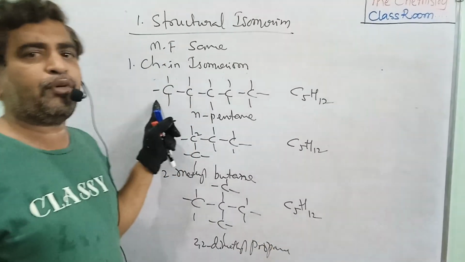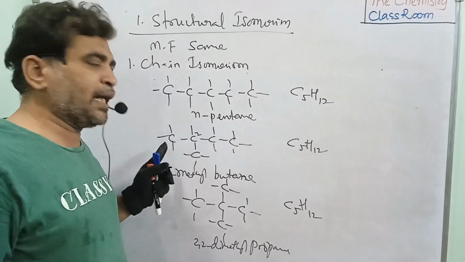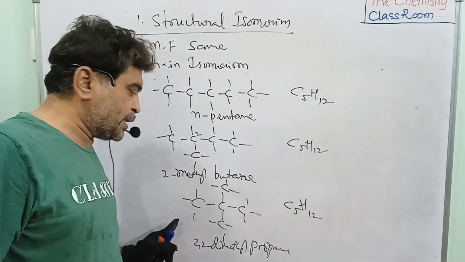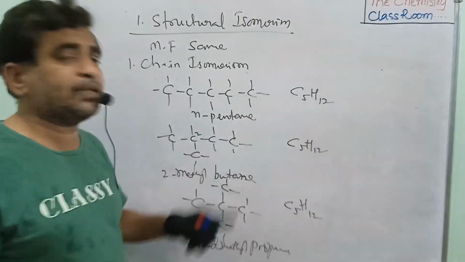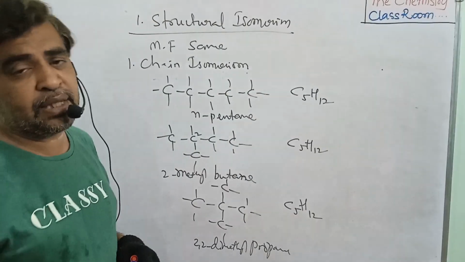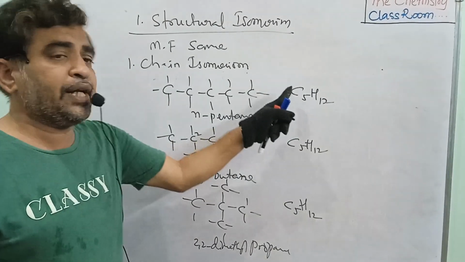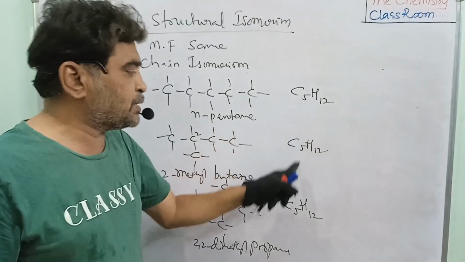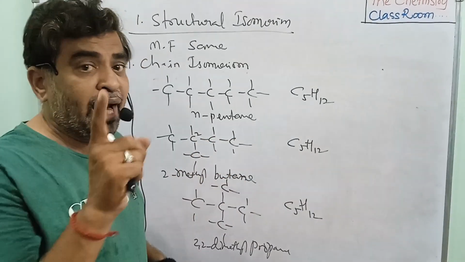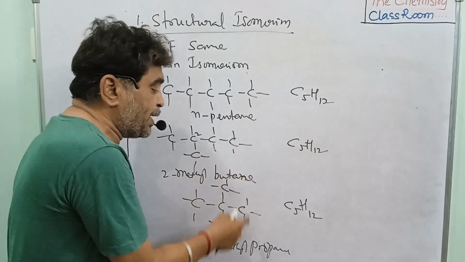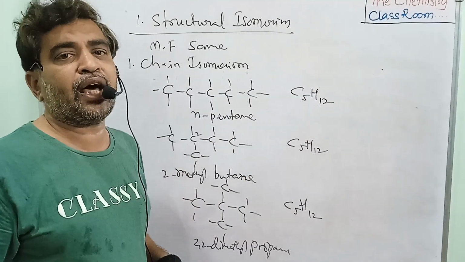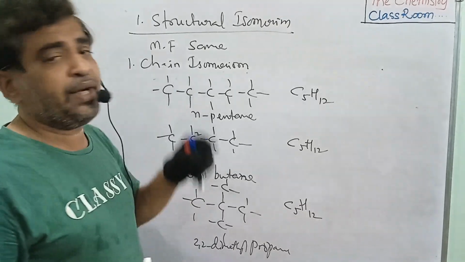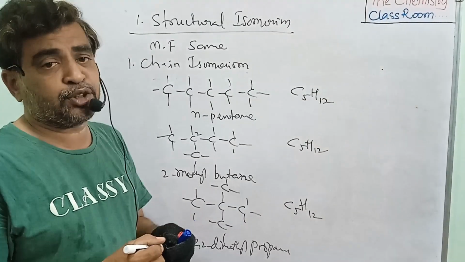In the first compound we don't have a side chain. In the second compound we have one chain. In the third compound we have 2 chains. So they differ in the chain. That's why they are called chain isomers. So how do you identify chain isomerism? The molecular formula is the same, and you get different nomenclature also. The names are different, so automatically they belong to chain isomerism. It is your first isomerism.